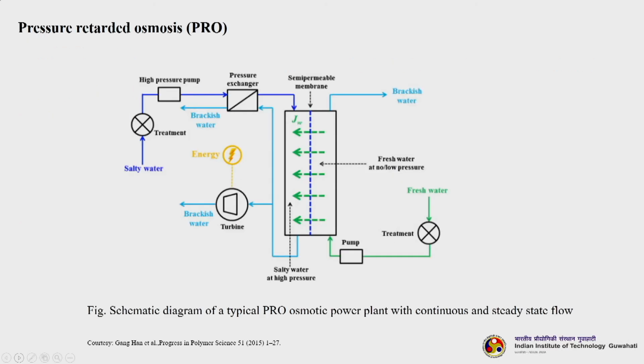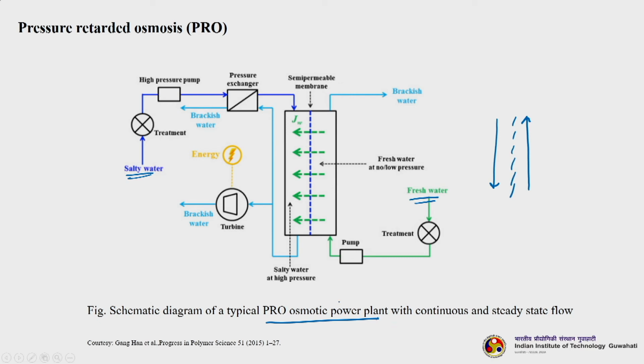Let us understand a better schematic representation here of the entire process of PRO, pressure retarded osmosis. This is a PRO osmotic power plant with continuous and steady state flow. You can see this salty water or sea water is being pumped to a pressure exchanger, then from there it comes to the PRO system from one side, and from the other side fresh water is being pumped in. So, sea water is coming in this direction, fresh water is coming in this direction, and there is a membrane in between.